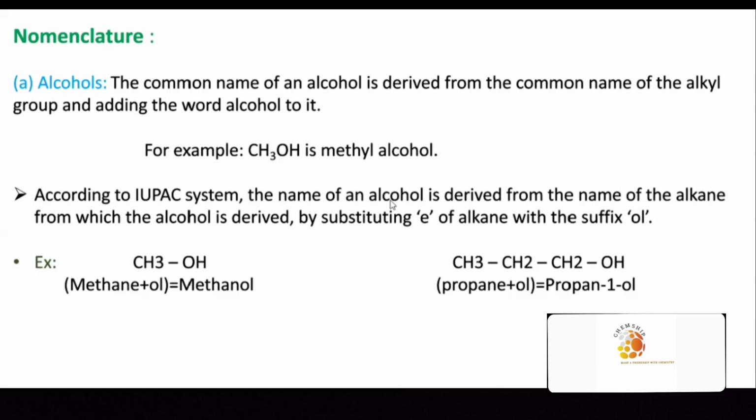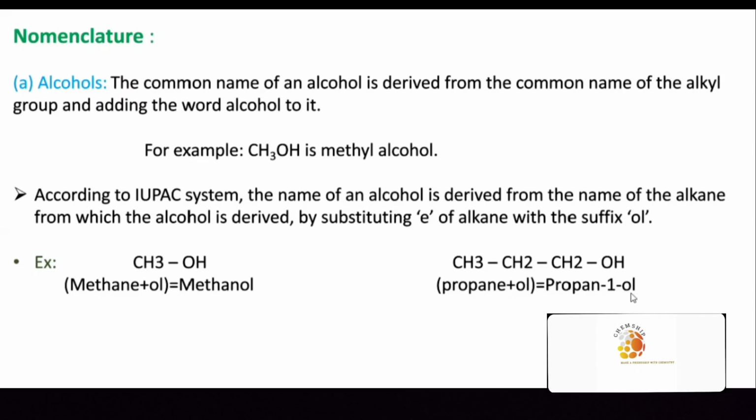If we go for IUPAC nomenclature, we use the OL suffix at the end of the name. For example, here I am taking this CH3 group and this OH group. This CH3 group is coming from the parent molecule methane, and I am adding the suffix OL. In pronunciation, we will replace this E with OL. See, in this name, methane is the same, they replaced E with OL, right? So the resulting name is methanol. In this example also, the parent chain is propane and we are adding the suffix ol by replacing this E. It is as simple as that.